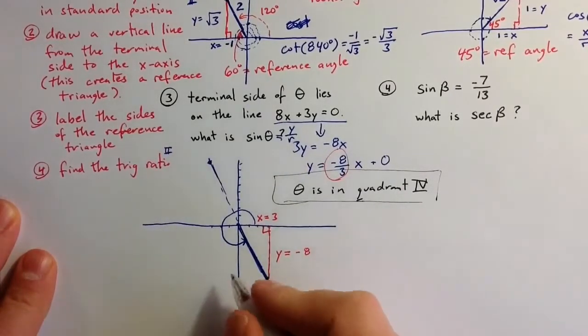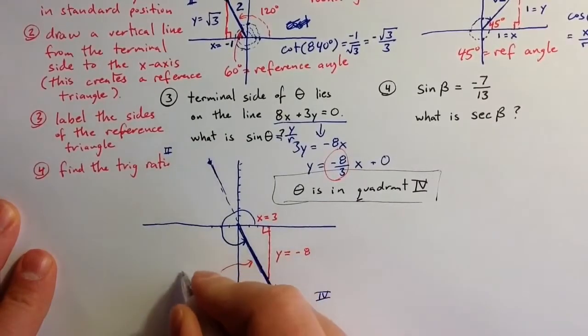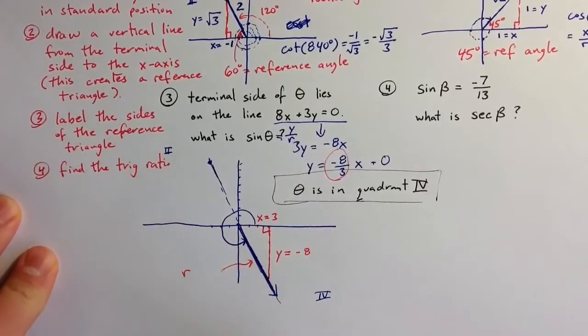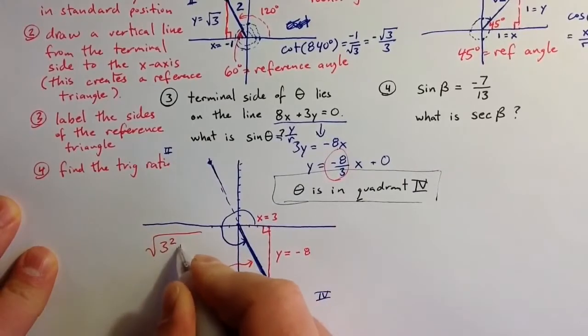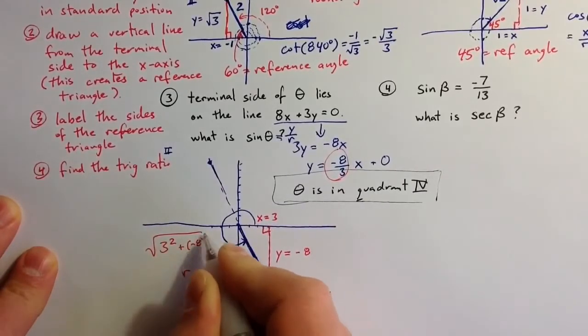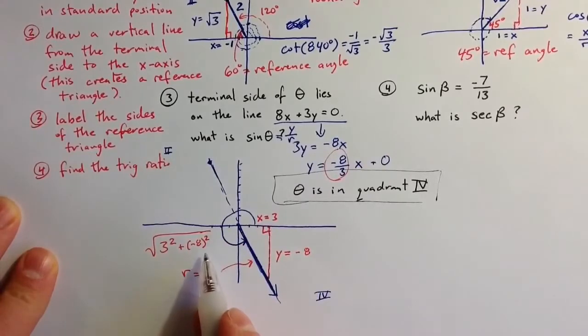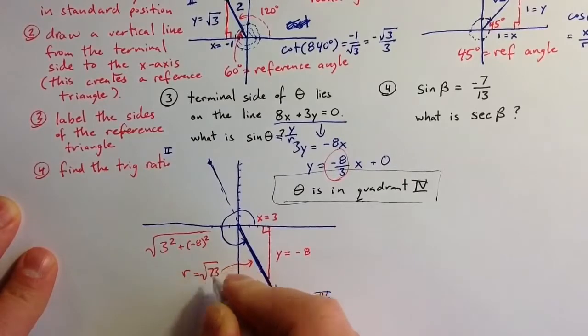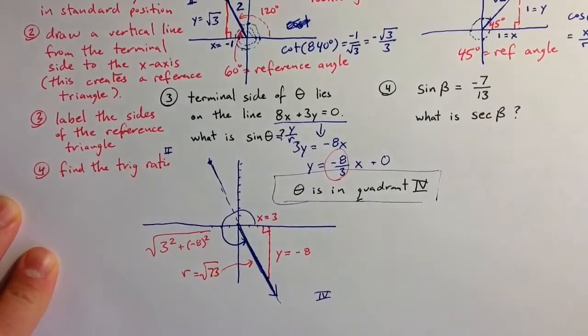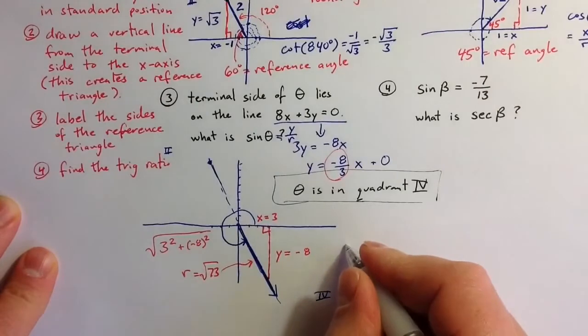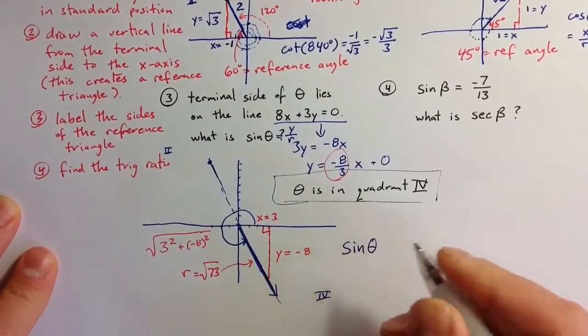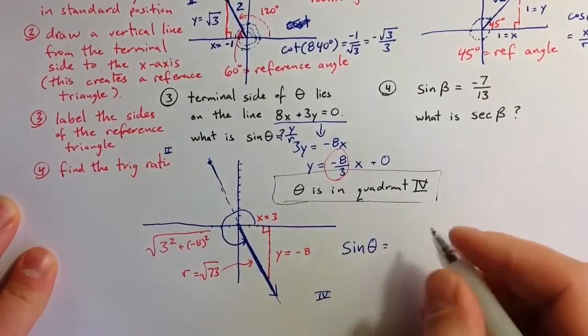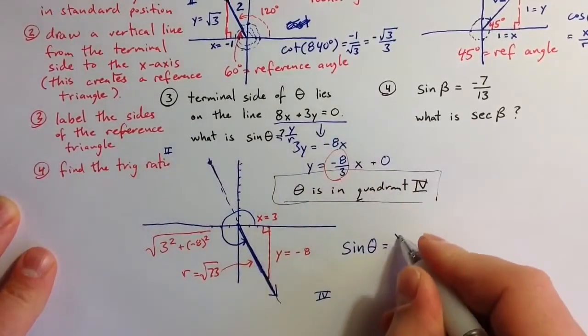And so to find sine of theta, of course, we need to know r as well. And using the Pythagorean theorem, r would have to be the square root of 3 squared plus negative 8 squared. Negative 8 squared is 64, and 3 squared is 9, so I get the square root of 73. And so the answer to our question, the value that we're looking for, sine of theta, again, is going to be y over r.